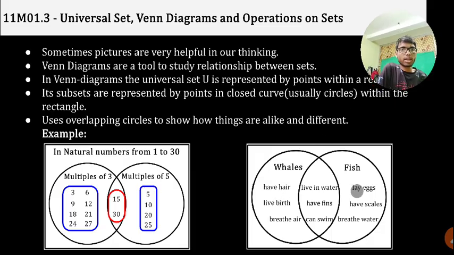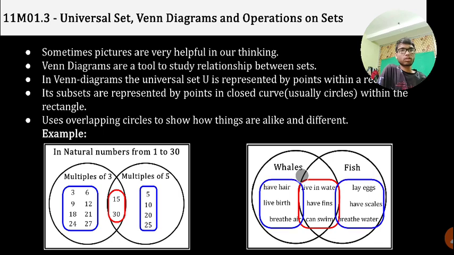Here whales and fish: have air, live on earth, breathe air, live in water. All these are sets. This is a collection of whales. So this will be common and this will be uncommon. This is also an element of this, and this is also an element of this.